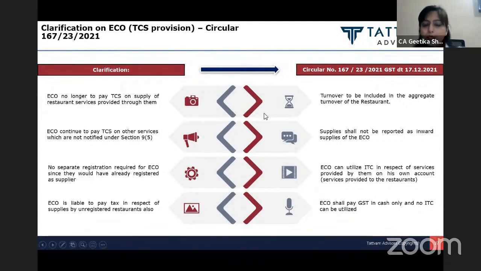They do have certain ITC for certain input services, which the e-commerce portals spend on their supplies or services. But any payment which has to be made for restaurant services through an e-commerce portal has to be made in cash. No credits will be allowed. Next one, please.